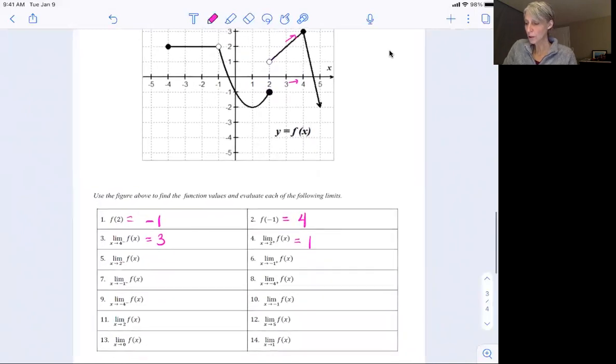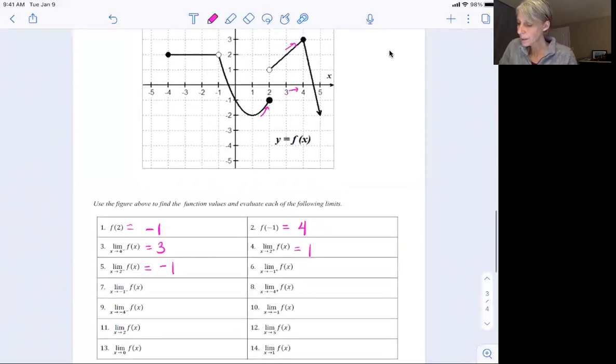The limit as x approaches 2 from the left. So as I plug in x values that are less than 2, my y values are getting closer to -1. The limit as x approaches -1 from the right. I go to -1, go to the right, as I plug in x values that are getting closer to -1, my y values are getting closer to 2.